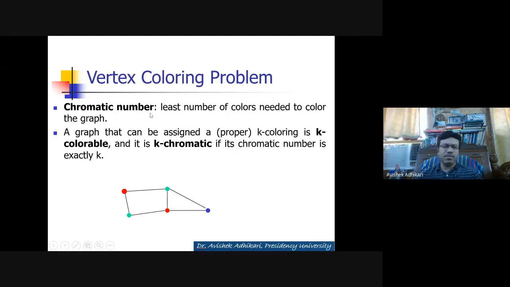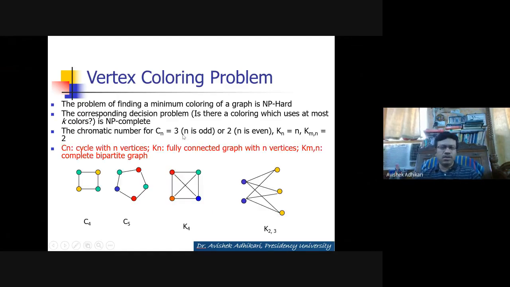And there is a term called k-chromatic. A graph that can be assigned a proper k-coloring is k-colorable, and it is k-chromatic if its chromatic number is exactly k. So this is a three-chromatic graph. Okay, so let us try this.